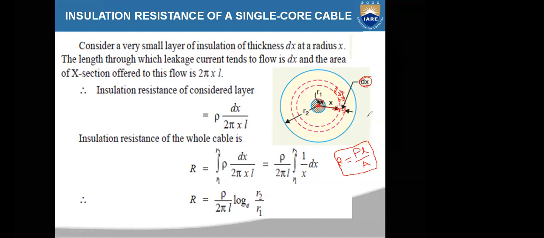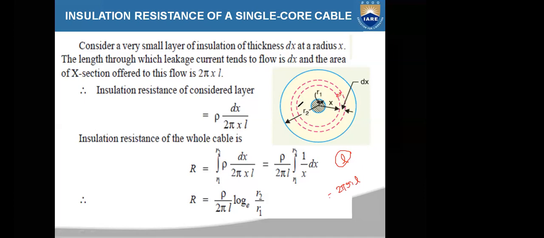And what is the area? The area of this thickness of insulation we considered, for this layer, what is the area? If this cable has a length of L meters, then it is like a cylinder. So the cross sectional area can be written as 2 pi R into L for a cylinder. You know this formula for a cylinder.